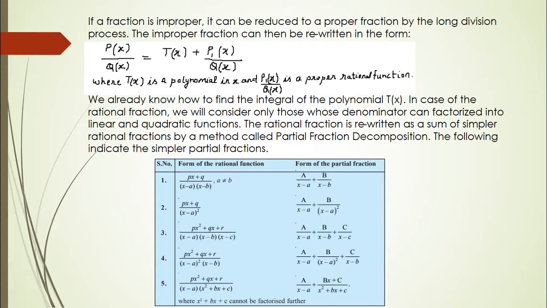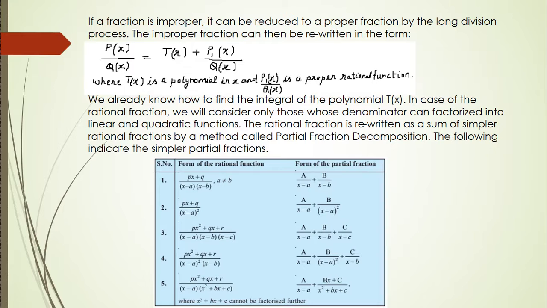Suppose we have a rational function in the form px square plus qx plus r divided by x minus a into x minus b into x minus c. This can be written as A by x minus a plus B by x minus b plus C by x minus c. Now if you have it in the form px square plus qx plus r divided by x minus a whole square into x minus b, this can be written in the form A by x minus a plus B by x minus a whole square plus C by x minus b.